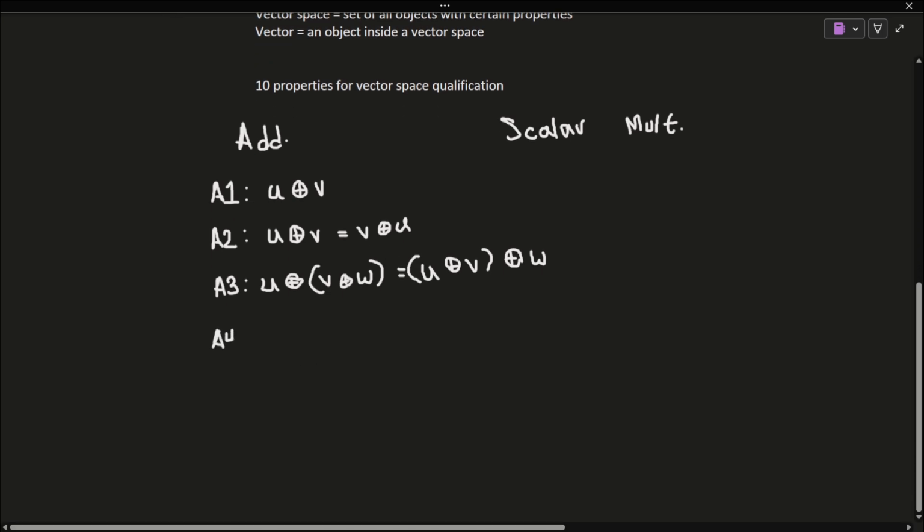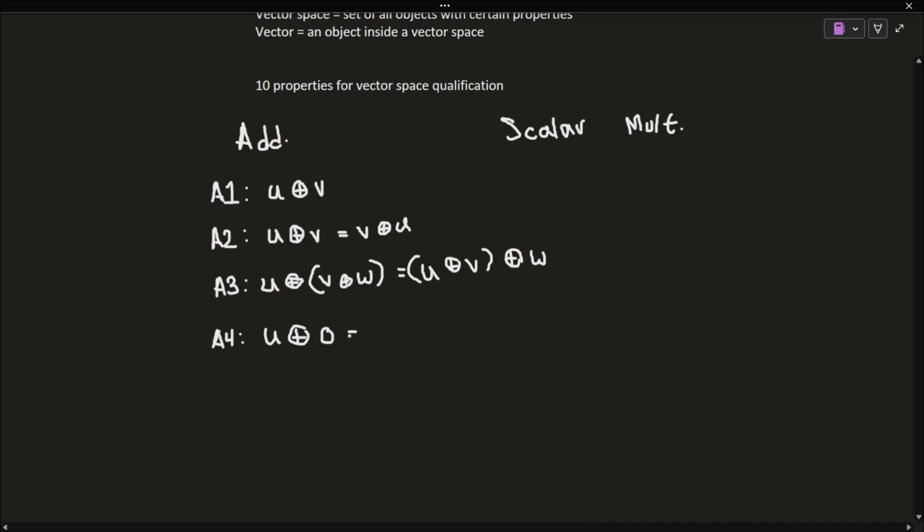A4 is going to be that v needs to have a zero vector, which is going to be denoted by 0. And that basically is going to say that for every vector u that's in v, u plus 0 is going to equal u, obviously. So there needs to exist a 0 vector.